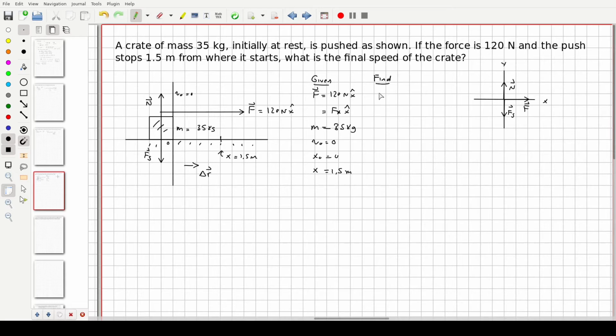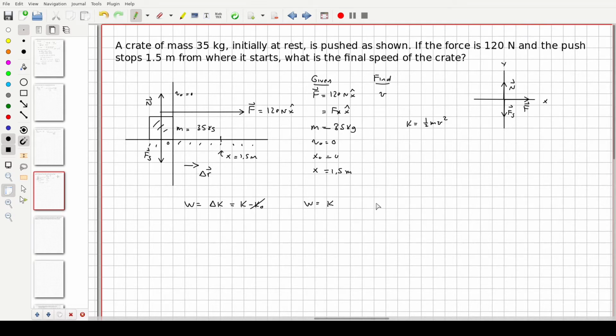The final speed of the crate. We're trying to find basically V. So what we're interested in using here is the work-energy theorem. When you do work, you cause changes in kinetic energy, and that change in kinetic energy is K minus K naught. Remember, K looks like 1/2 mv squared. If your initial velocity is 0, your initial kinetic energy is going to be 0, so that goes away. So really, your work is going to give us our final velocity here, our final speed.